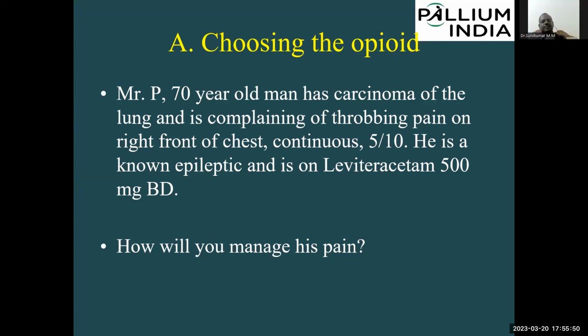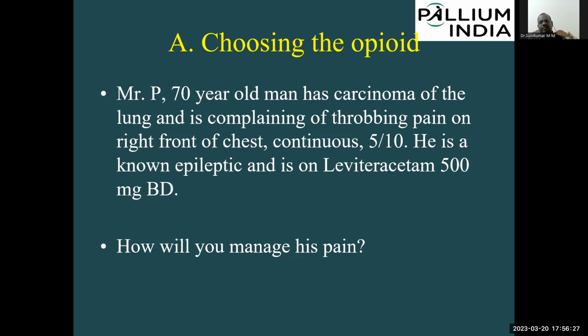But as per the WHO analgesic ladder, which step should you use in this patient? That is the first step. So the first step is for what type of pain? Is it for mild pain or moderate pain? So we give tramadol. The WHO analgesic ladder is according to the severity of the pain. It is not according to the type of pain.